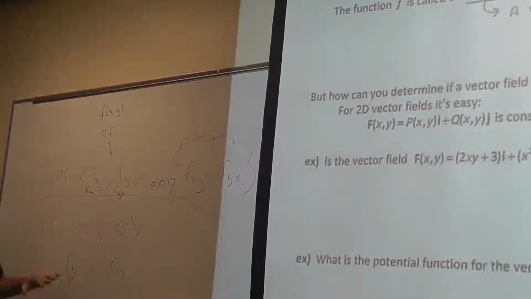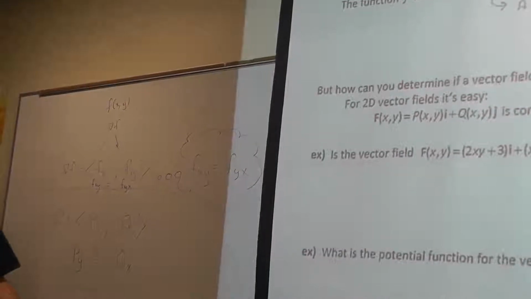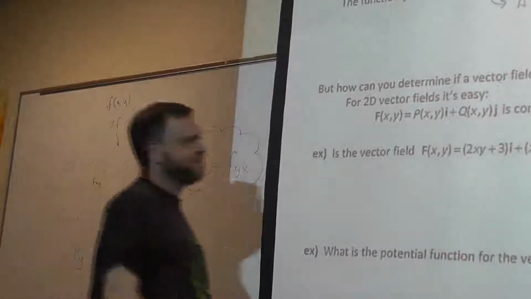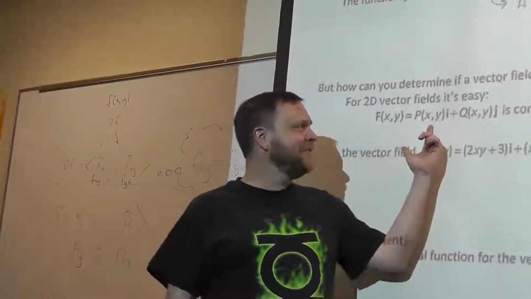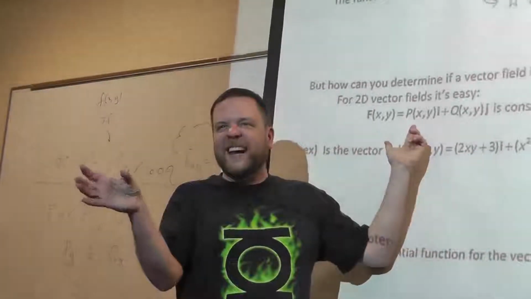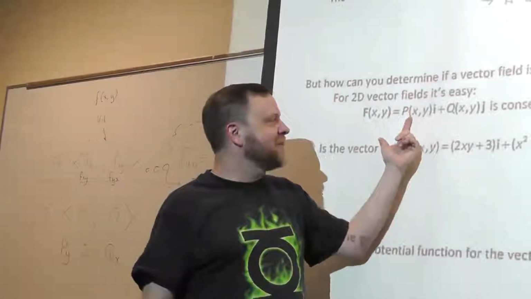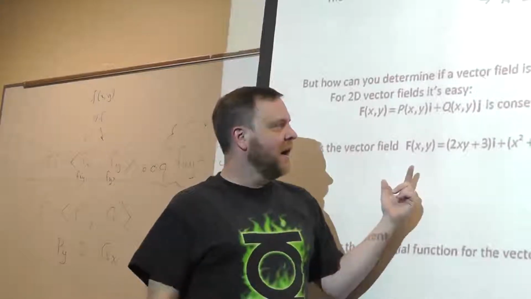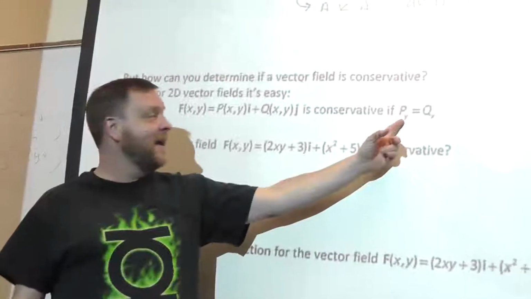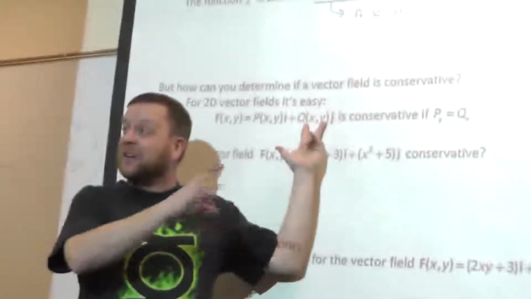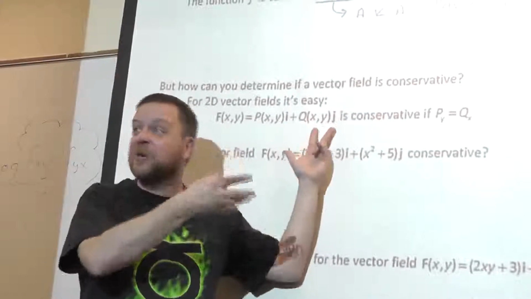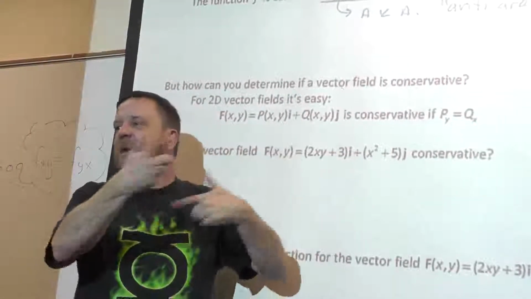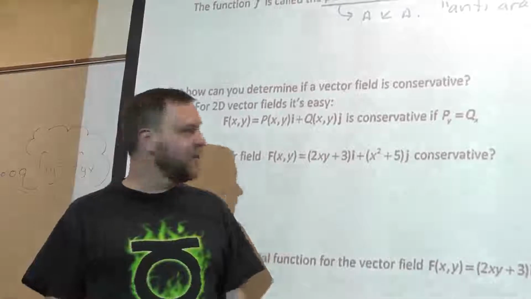The way I committed it to memory as a Calc 3 student, I said if P is the i component, which is the x place of a vector, the horizontal component, you take its partial with the other variable, with respect to y, and you take Q, which is the j component, which you associate with y, you take its partial with x, the other variable. If you mix those partials up, then that checks for conservativity.